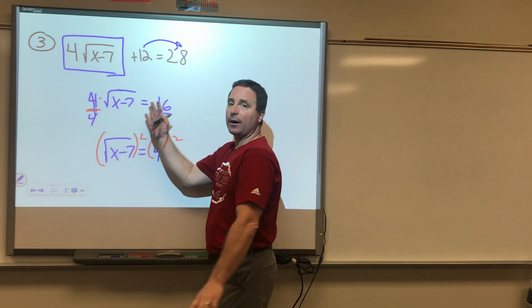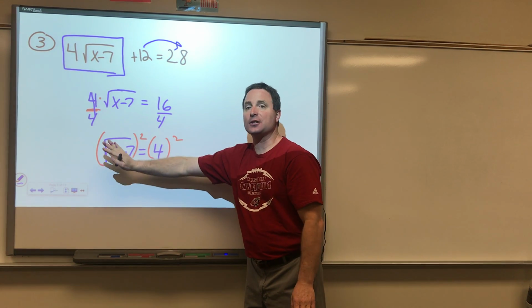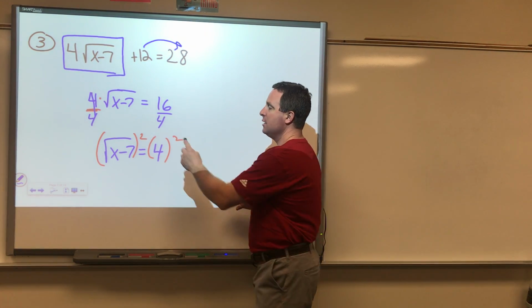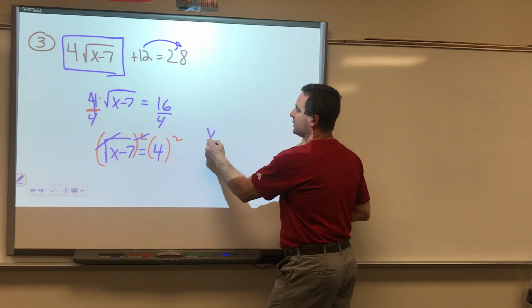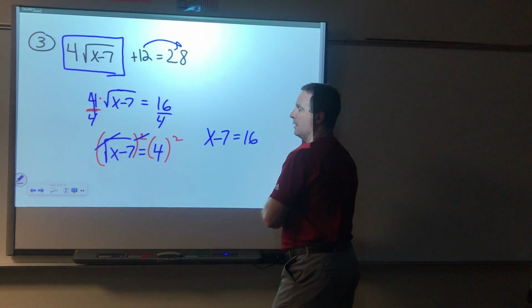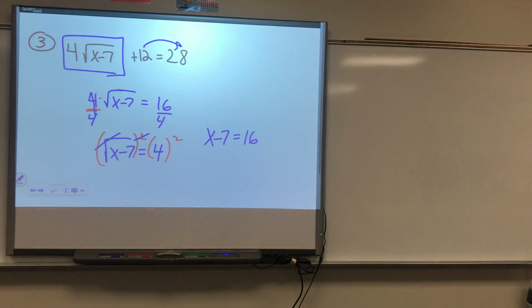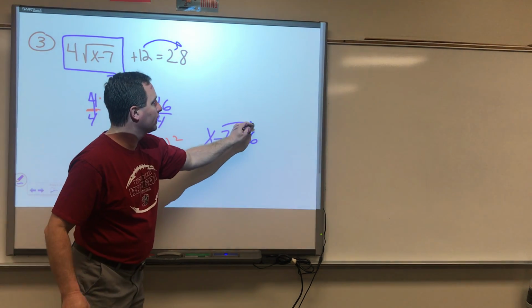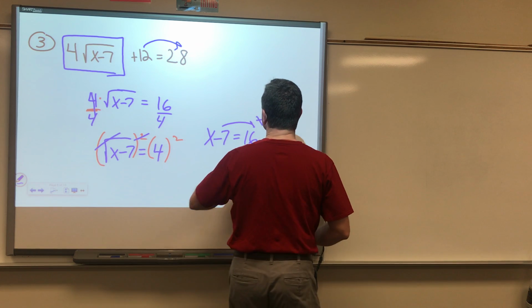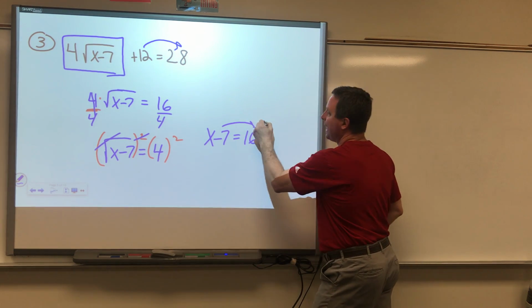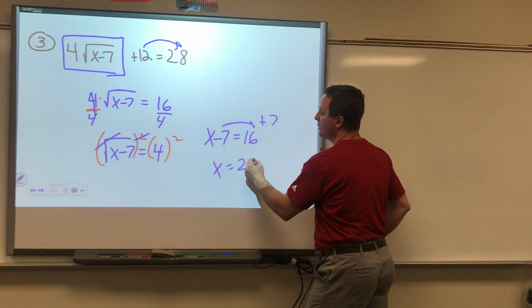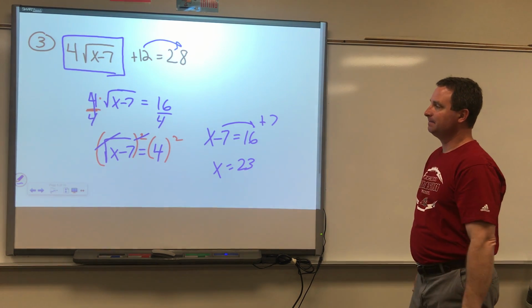But you can't do any squaring ahead of time until you get just the radical alone. The square and the square root cancel out, and I get 16. Okay? And to solve for x, if we add 7, oops. If I add 7 here, I get x equals 23.